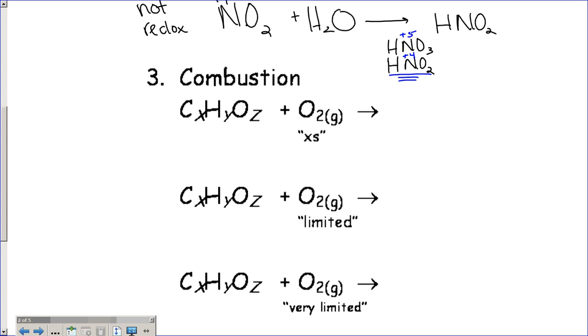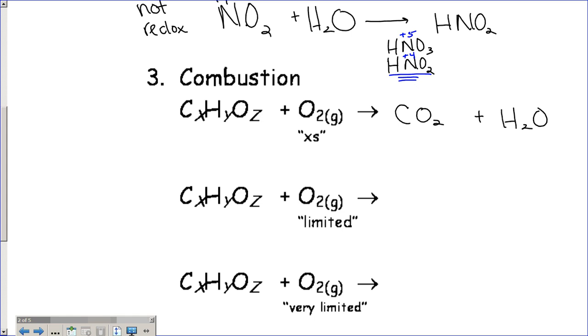Okay, so combustion as an oxidizing agent. Last year when we talked about combustion, we only talked about the complete combustion of a hydrocarbon, where the products were a constant carbon dioxide and water.